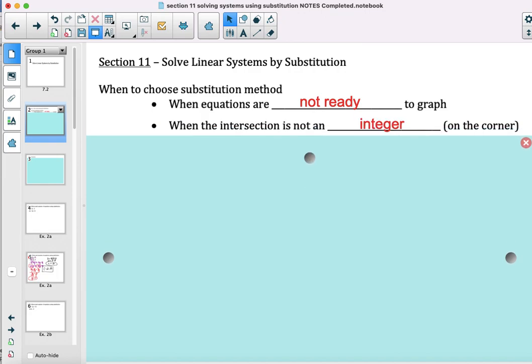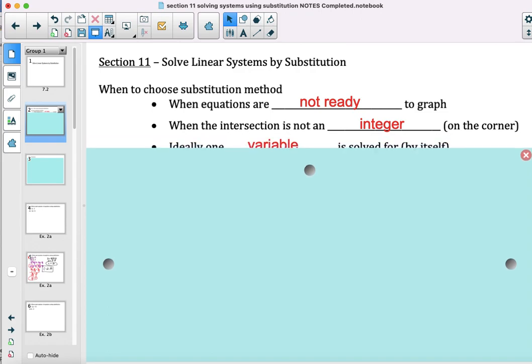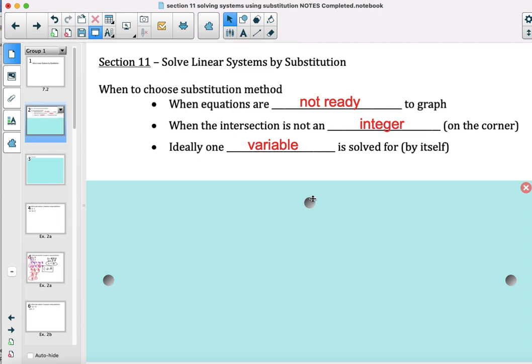Also, you might graph and have those two lines intersect where it's not an integer, which is not a clean corner. And ideally, when we use substitution, one variable is solved for, or all by itself, so we can plug that chunk in.